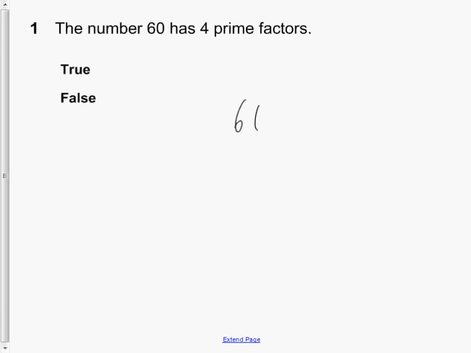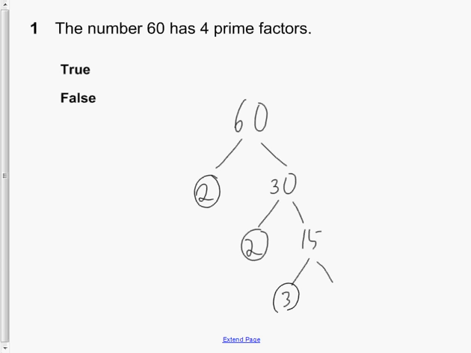Okay, so the first question says the number 60 has 4 prime factors. So the first thing you want to do is prime factorize 60 to break it down into the product of prime numbers. So 2 is a prime factor. 2 times 30 is one way to represent the number 60. But since 30 is not a prime number, it can be broken down into 2 times 15. So 2 times 2 times 15 is also another way to say 60. And 15 can really be broken down into 3 times 5, which are prime numbers. So 60 can be represented by 2 times 2 times 3 times 5.